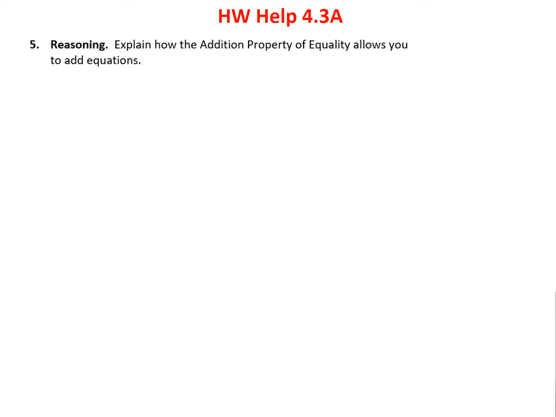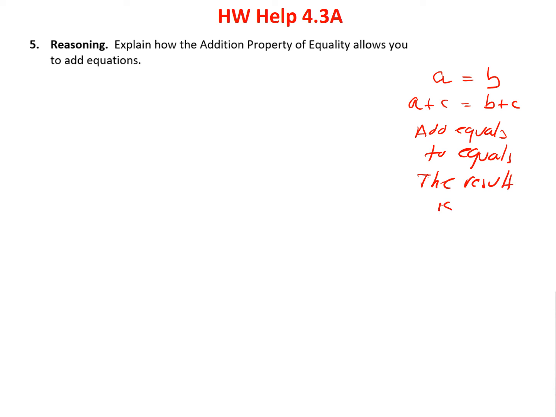Reasoning. Explain how the addition property of equality allows you to add equations. Now remember, the addition property of equality says that if I have two numbers, A equals B, and I add C to both sides, they're still equal. In other words, if I add equals to equals, the result is equal. Okay?